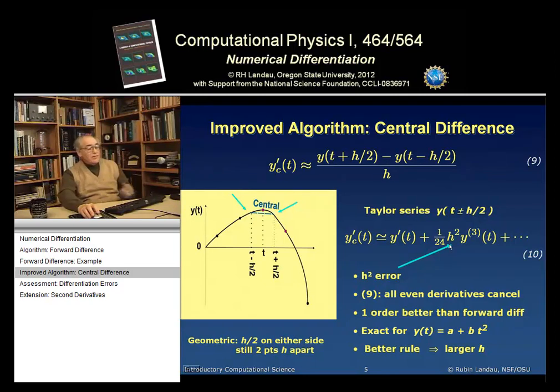A higher order power, smaller error, with no more work. We still just evaluate the function in two places. Okay, so this is good. This is why it always pays to be clever. It's almost always better to be clever and use a better algorithm than it is to let the computer do more work, because there's less error here.